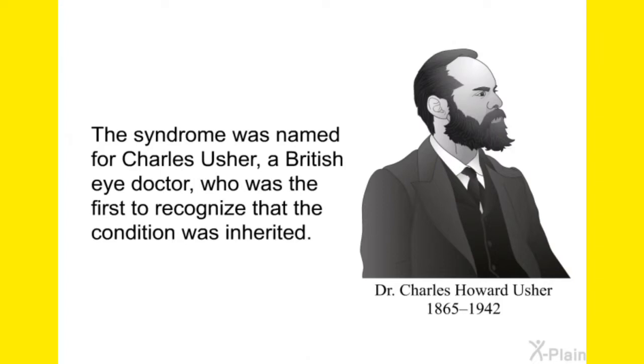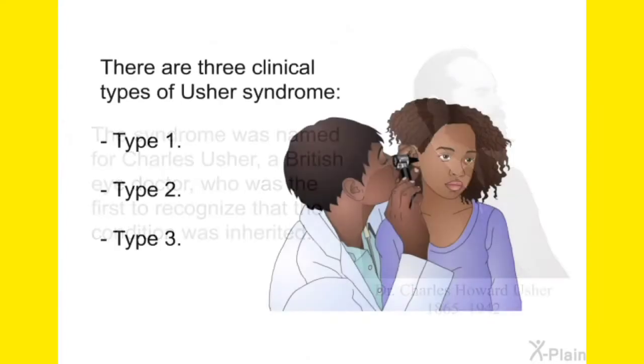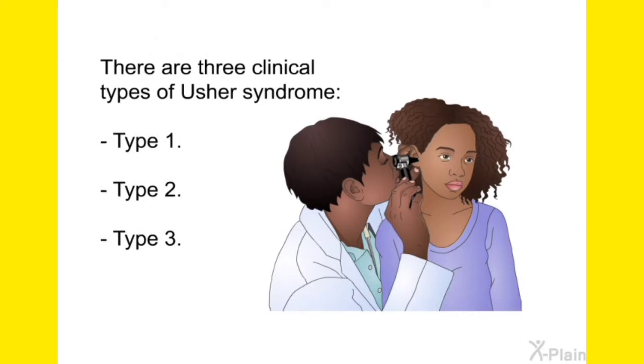So who is the first scientist or first doctor who gave this name, Usher syndrome? It came from a British eye doctor. His name was Charles Usher. From the name Charles Usher, Usher syndrome came to be known. He was a British eye doctor. Basically, there are three types of Usher syndrome: type 1, type 2, and type 3.